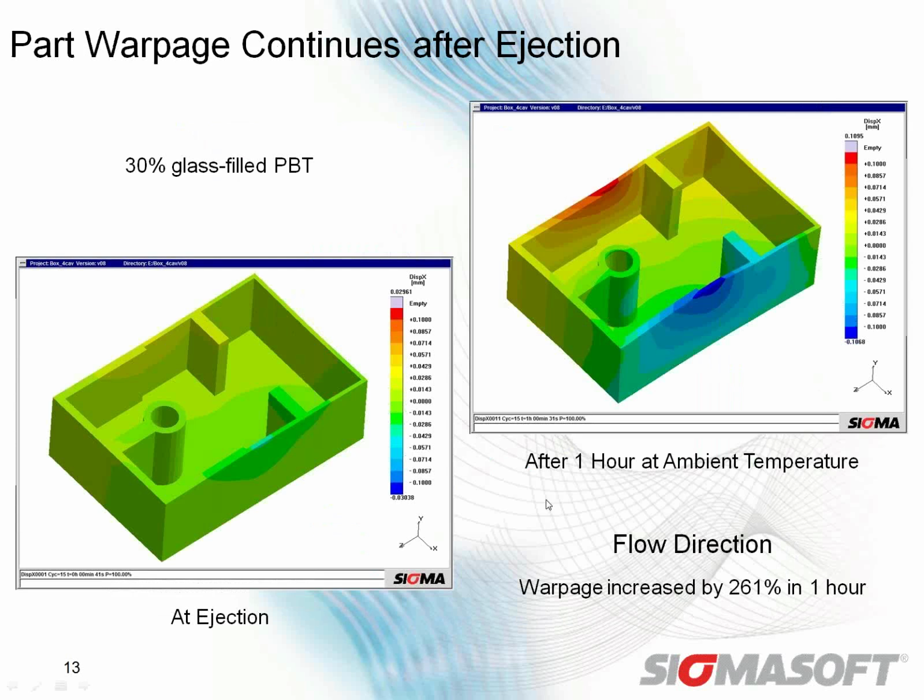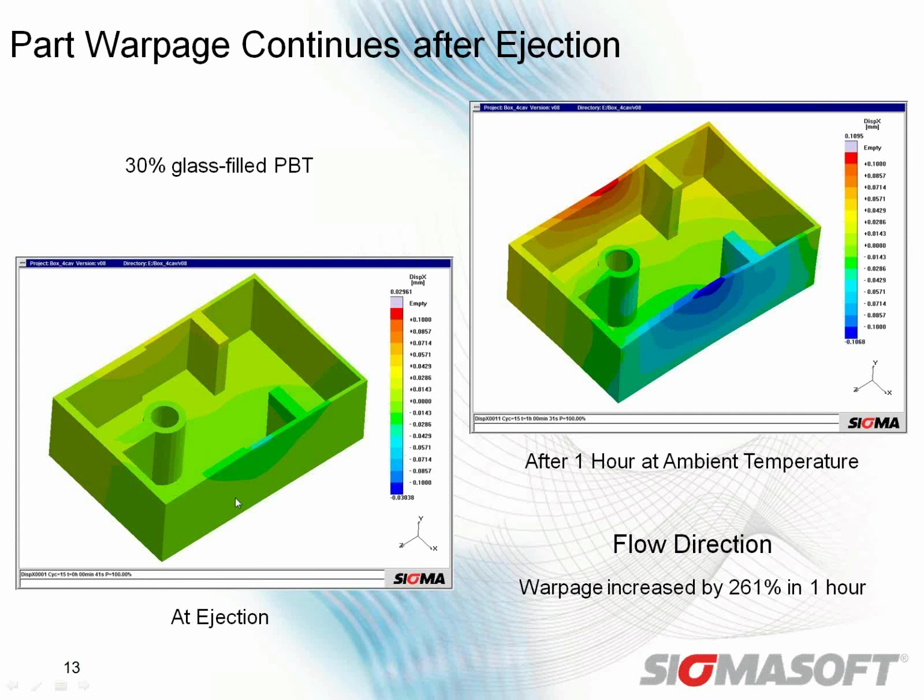Okay, so same part, but in this case, I'm actually switching over to PBT. So that's a 30% glass-filled PBT. So we have a little bit less warpage in this case, but we also have different behavior, because we're in the flow direction, now we have our fibers, and then we're, of course, in the cross-flow direction. So the fibers are going to have an influence here.